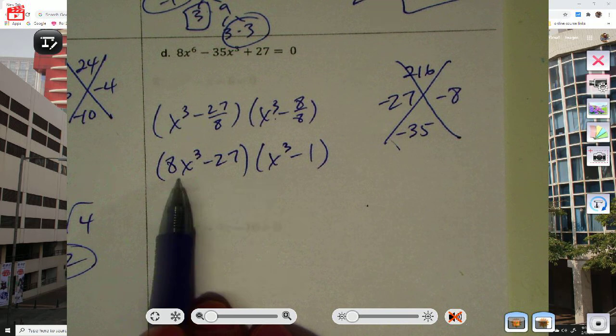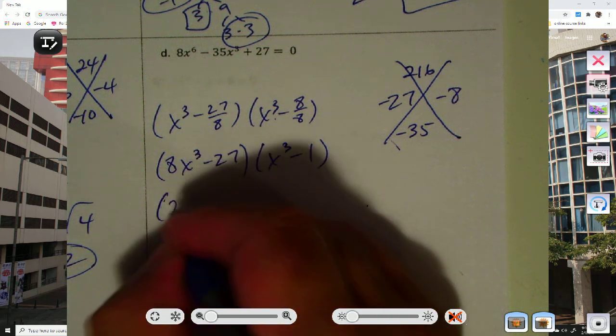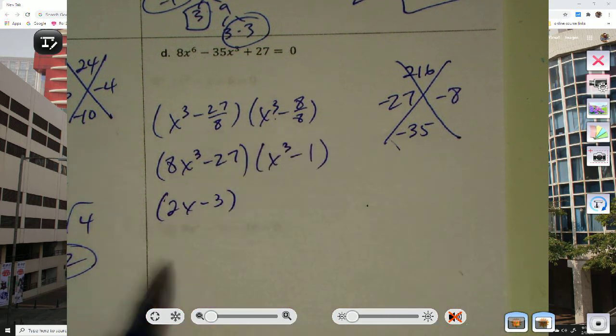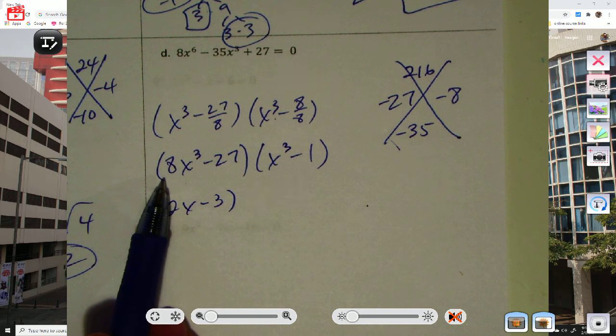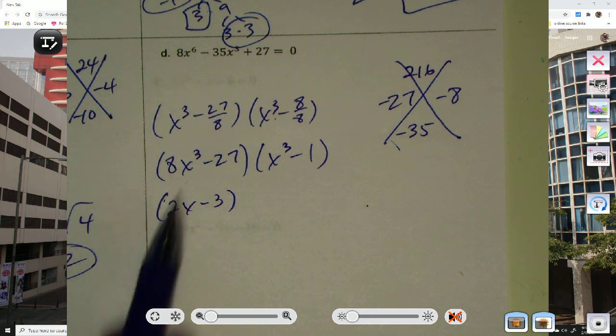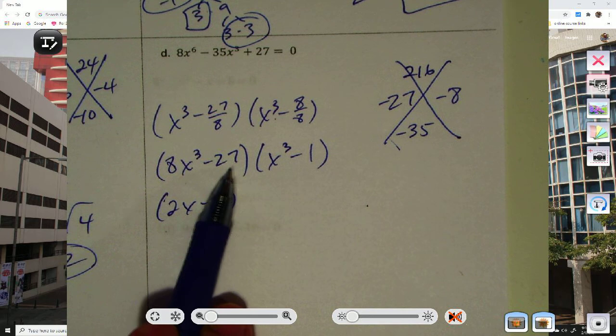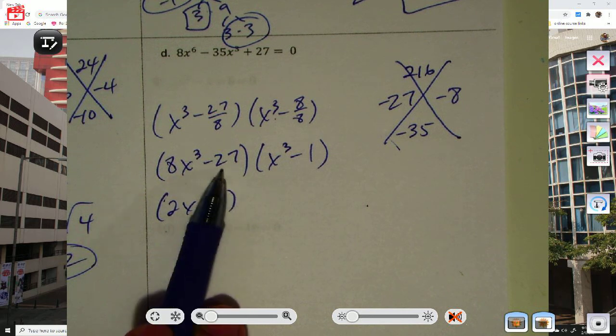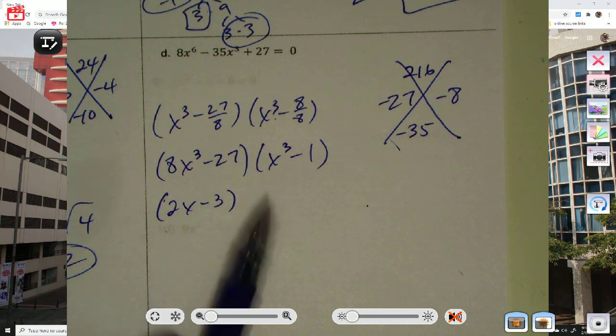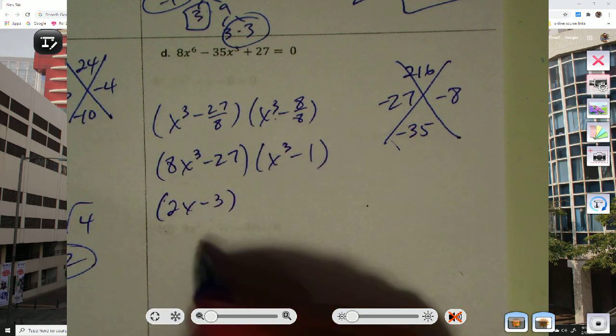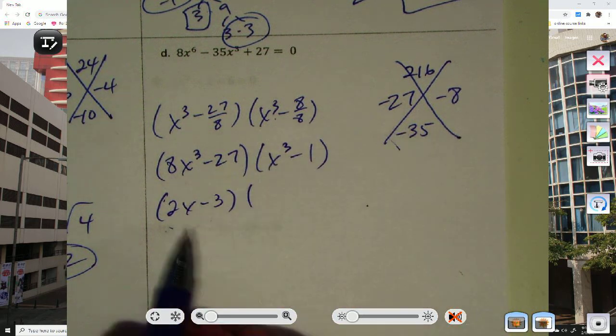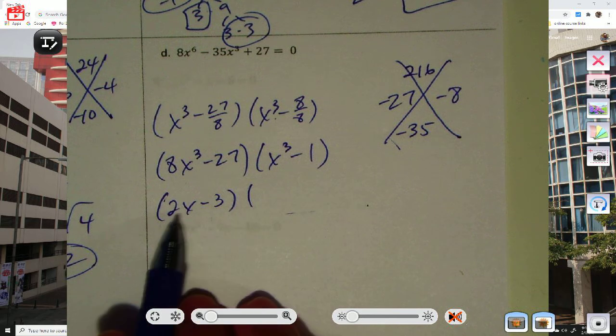Okay, so I'm going to split this up. That's going to be 2x minus 3. So this is coming from what is being cubed to get 8. It's 2 to the third power gives me 8. And what is being cubed to get 27? It's 3 to the third power. Okay, you've got to learn your cubes. I gave you that list. All right. Now, I'm not done with this. So the second part is a trinomial. You square the first term.